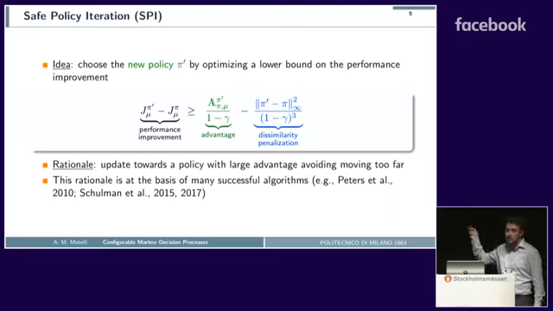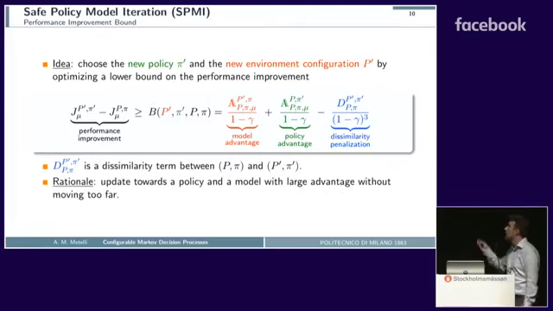How can we extend this bound to account for the environment configurability? Well, essentially, what we need to do is to add a new term, which is a model advantage term. So overall, we have the model advantage, which preserves a similar meaning, and it represents the local performance improvement obtained by moving the transition model from capital pi to capital pi prime under the fixed policy pi. Symmetrically, the policy advantage has a similar meaning.